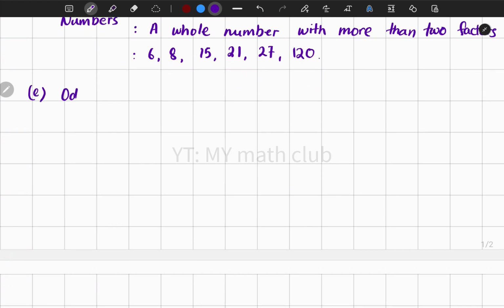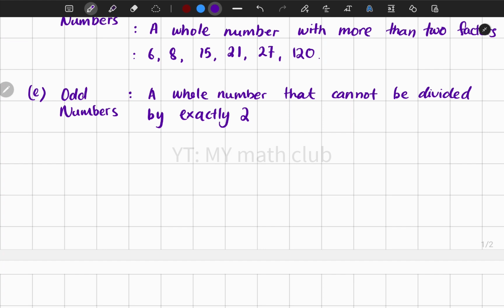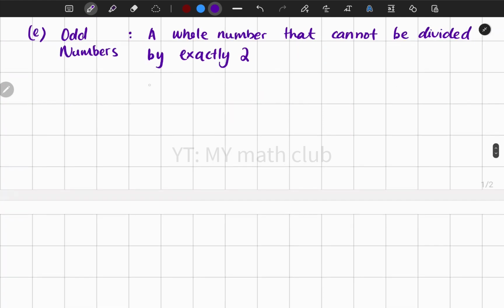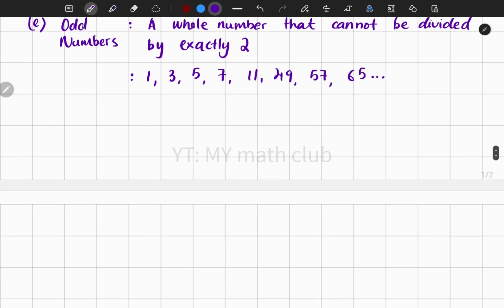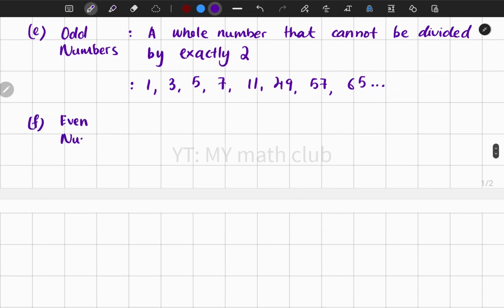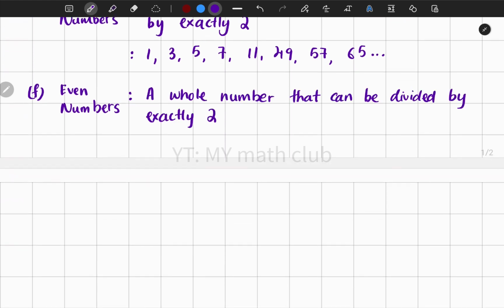The next one we're going to look at is odd numbers. Odd numbers are whole numbers that cannot be divided by 2. So it's 1, 3, 5, 7, 11, 49, 57, 65, and it can go on forever, but it cannot be divided by 2. The next one is even numbers. Even numbers are the opposite of odd numbers, where you have a whole number that can be divided by exactly 2: 2, 4, 6, 8. Anything that is a multiple of 2 will be an even number, and it can also be divided by 2.